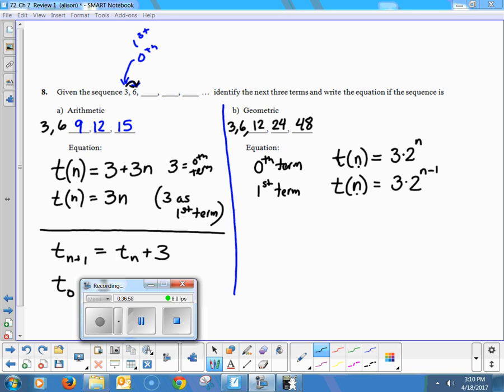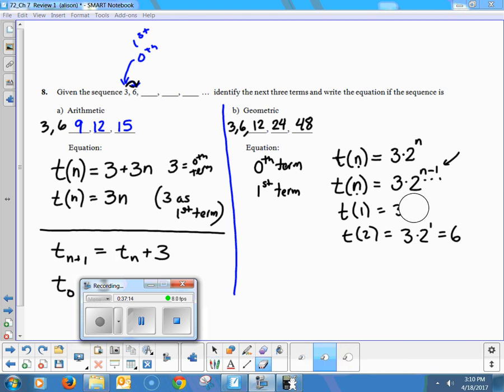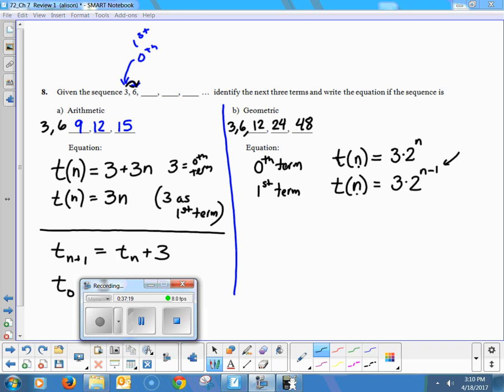So if I write 2 to the n minus 1, then t of 1 is going to be 3 times 2 to the 0, which is 3. And t of 2 is going to be 3 times 2 to the 2 minus 1, which is 1, which is still going to be 6. So that will also generate this sequence. All right. Also, we could have defined this recursively. You could have said t of n plus 1 is going to be the preceding term, t of n times 2. And then you would have had to say that t of 0 is 3. That's a little bit easier, actually.